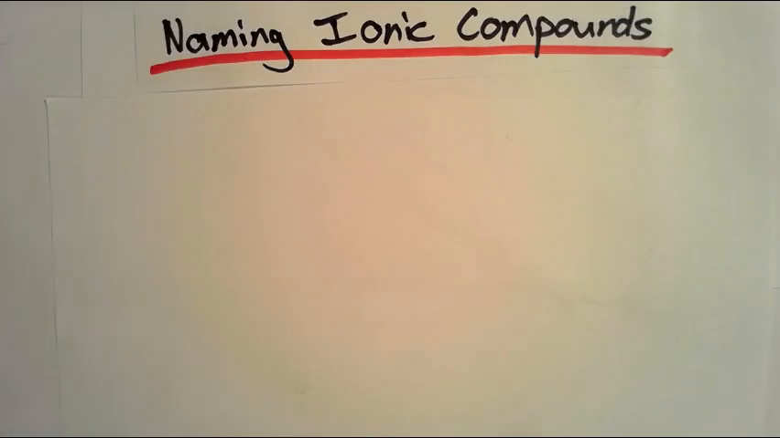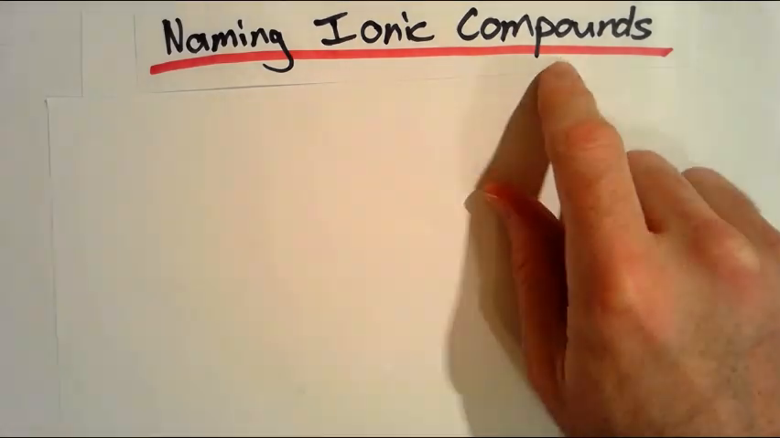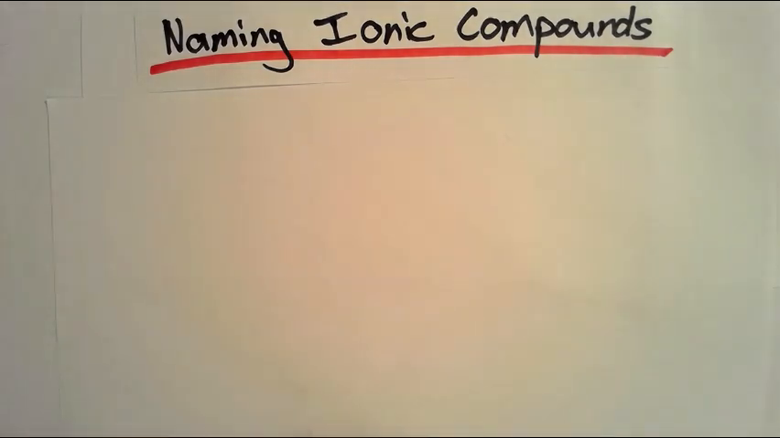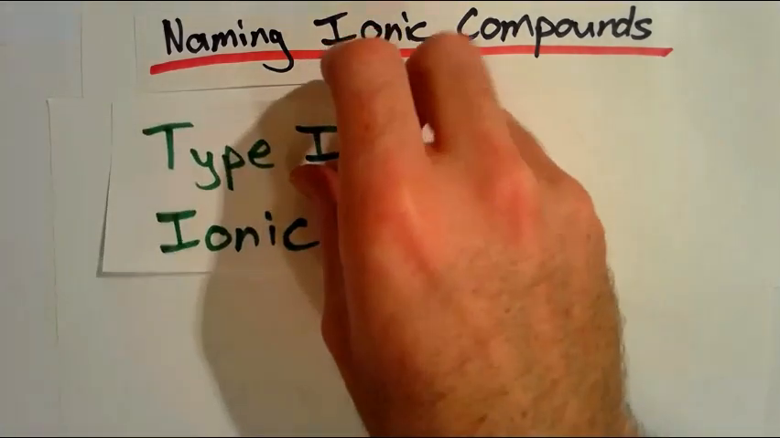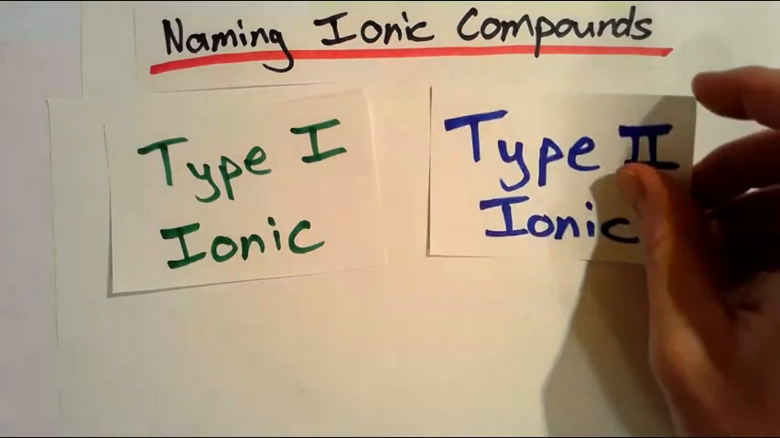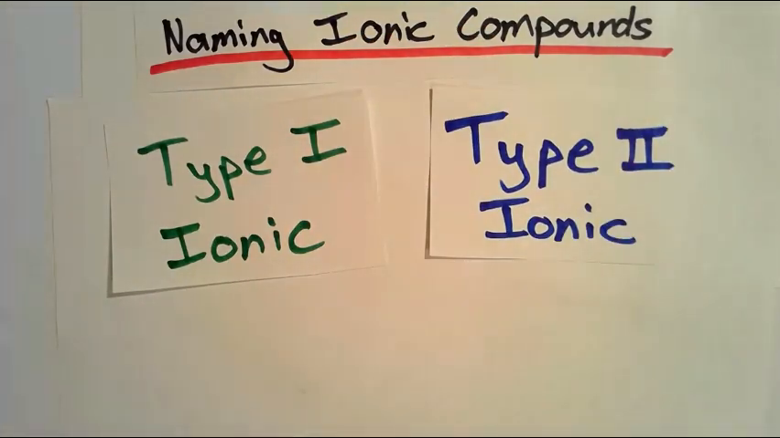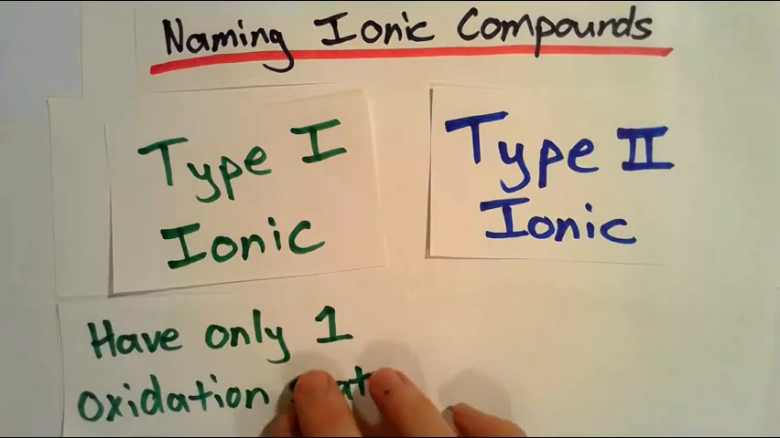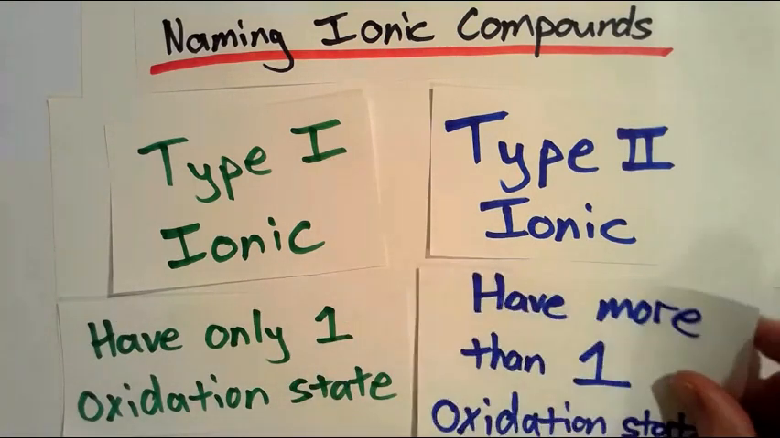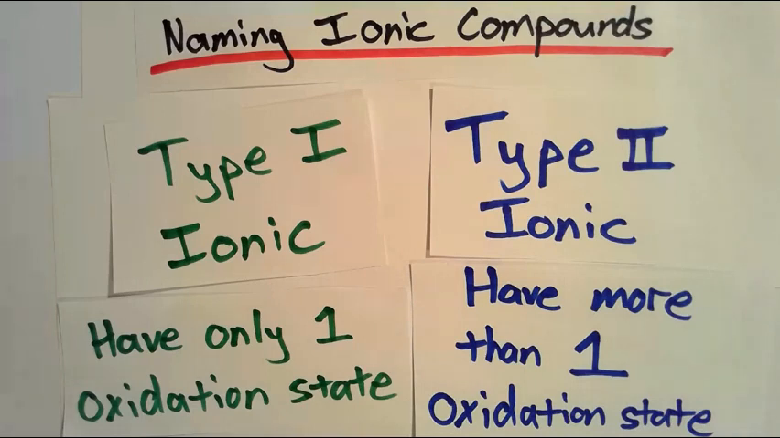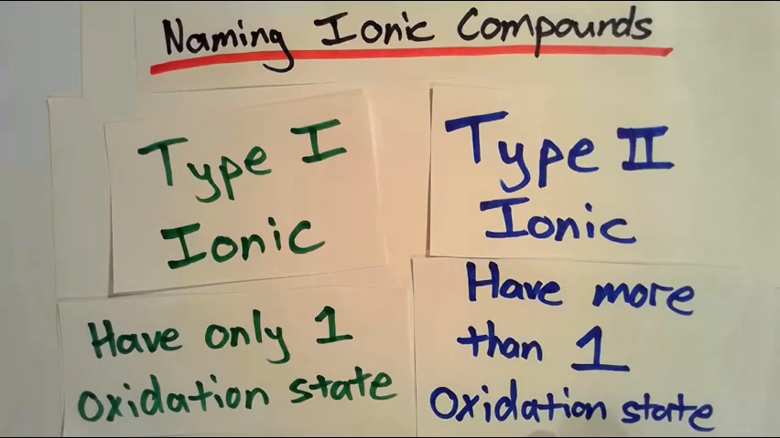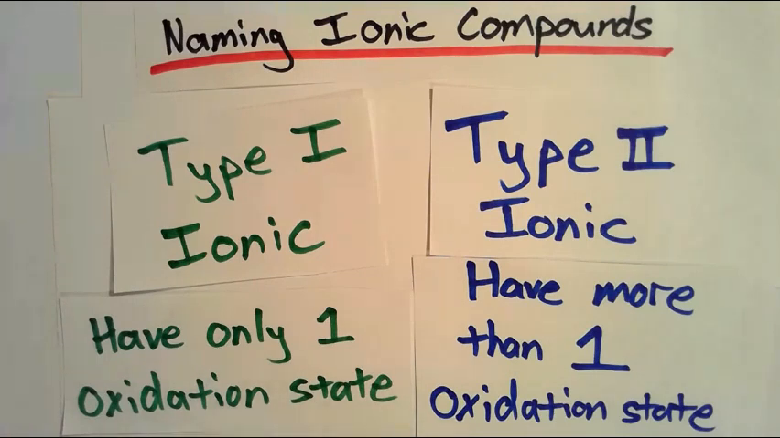Howdy, we're going to learn how to name ionic compounds. Remember, when I say an ionic compound, I really mean an ionic bond. There's two different flavors: the type 1 ionic and the type 2 ionic. The type 1 only has one oxidation state, and the type 2 has more than one oxidation state. If you're wondering what an oxidation state is, remember it's just the charge, but you also may want to check out the previous video on oxidation states.